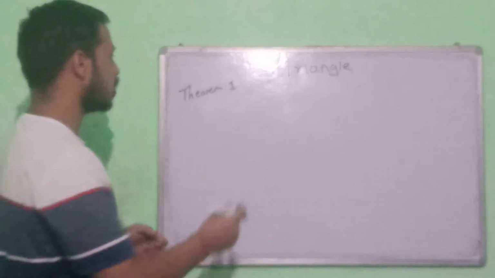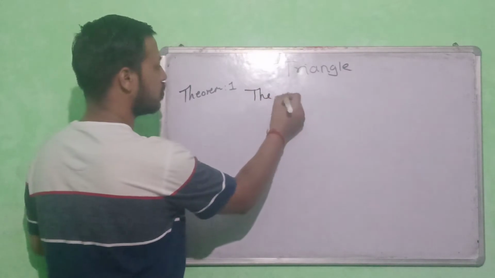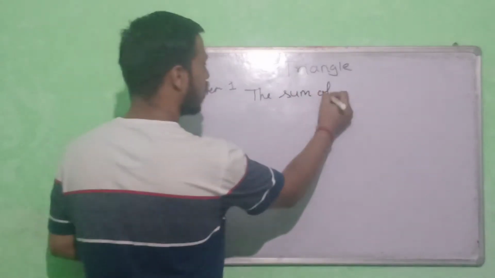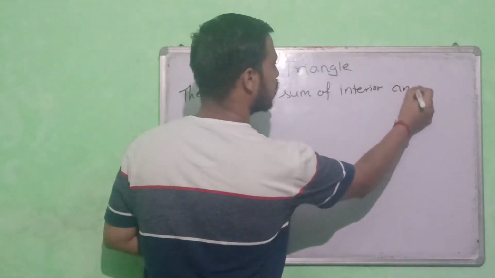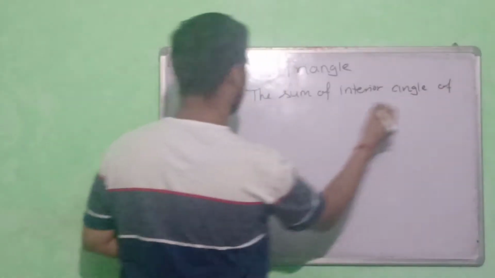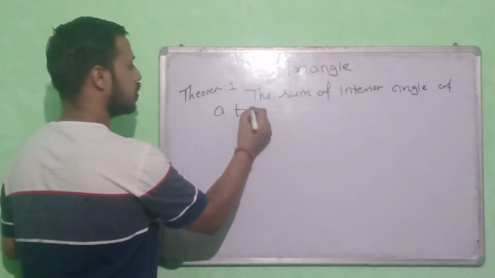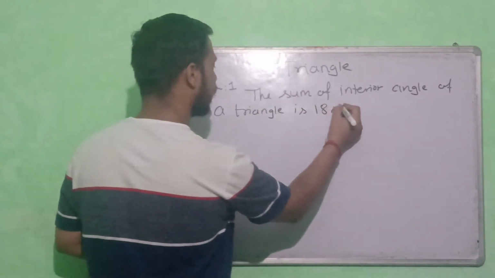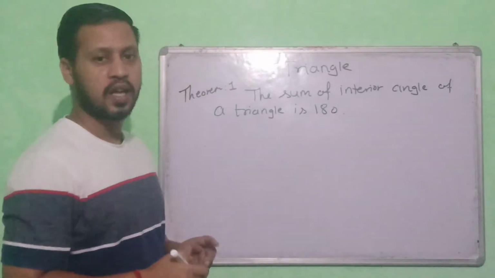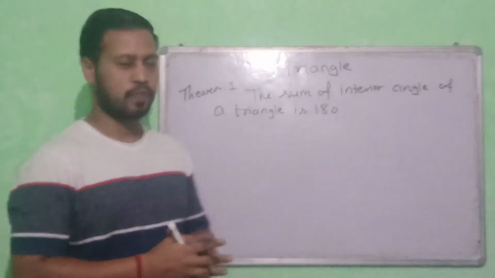The first theorem is: the sum of interior angles of a triangle is 180 degrees. Today we will prove this theorem.